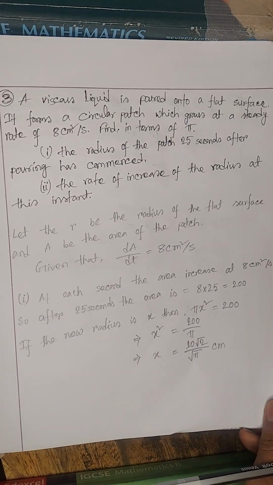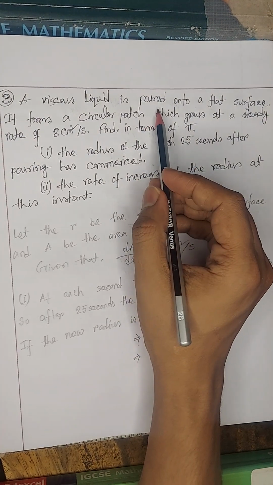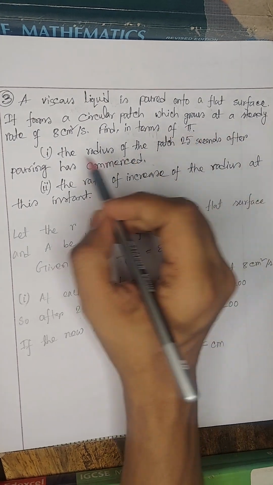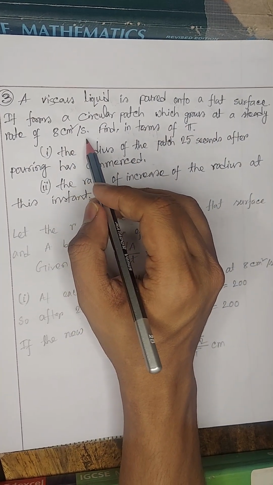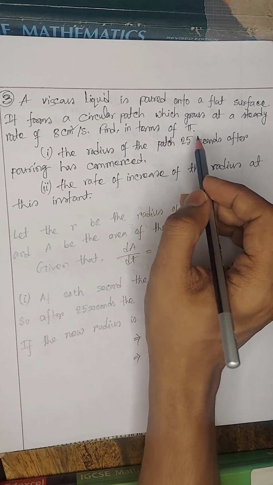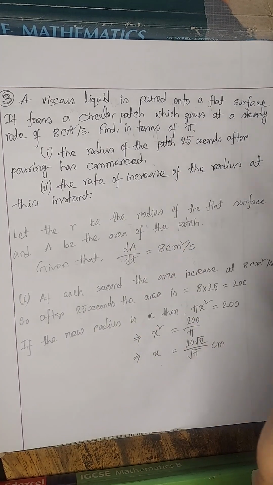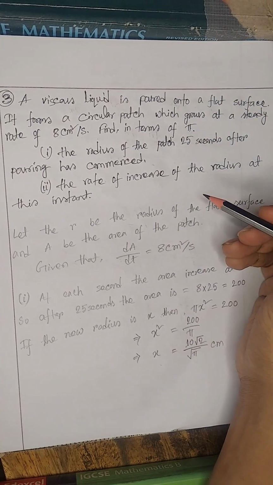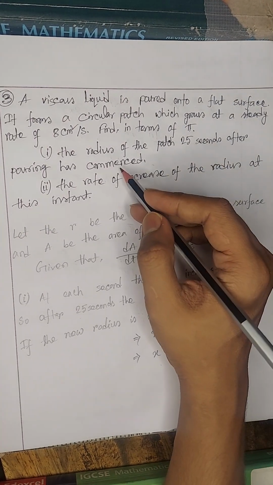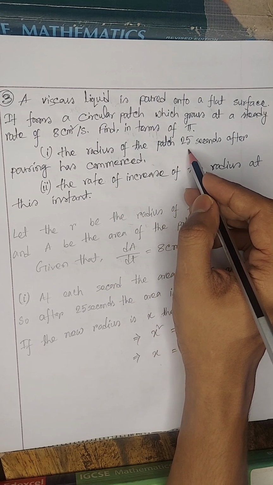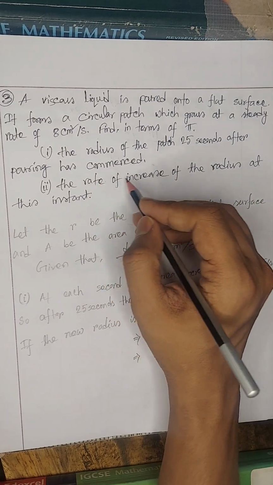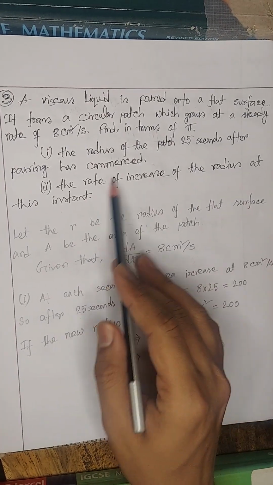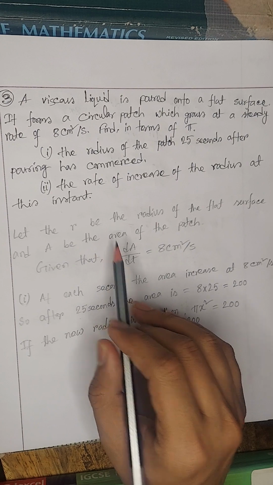Now third problem, a viscous liquid is poured onto a flat surface. It forms a circular patch which grows at a steady rate of 8 centimeter square per second. We have to find the radius in terms of pi, and the radius of the patch 25 seconds after pouring has commenced, and the rate of increase of the radius at this instant. These two parts we have to calculate here.